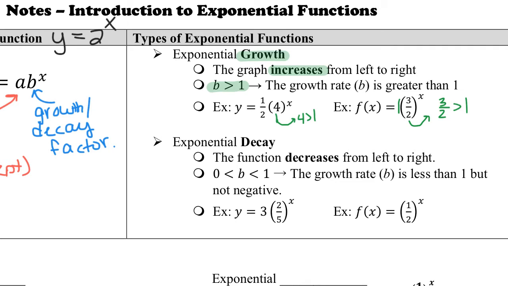The second kind that we have is exponential decay. This function decreases from left to right on a graph, and your b value is less than 1, but not negative. So 0 is less than b, which is also less than 1. You don't have b values that are negative, so it's either greater than 1 or smaller than 1. Some examples: 2/5 to the x, 3 times 2/5 to the x. This 2/5 is the b, and 2/5 is smaller than 1. Then we have 1/2 to the x. 1/2 is the b because it's attached to your exponent, and 1/2 is smaller than 1, which makes this decay.